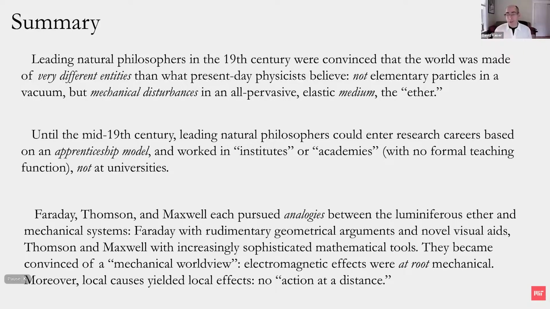Local causes yield local effects. There's no action at a distance, unlike Newton's description of gravity. A can affect B, but it'll take some time for the effects to propagate, and certain kinds of propagating effects, like these electric and magnetic transverse undulations, will show up as nothing other than what we call light.